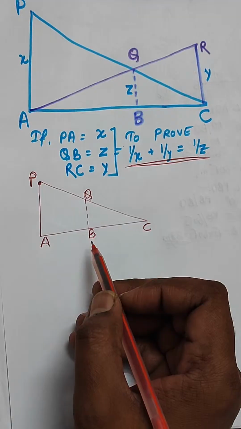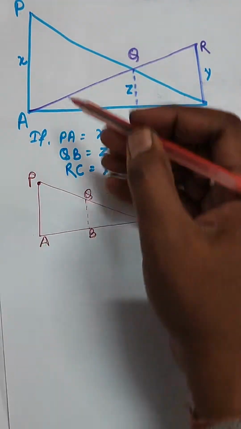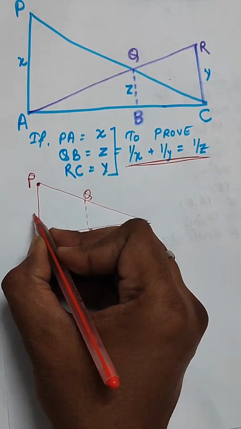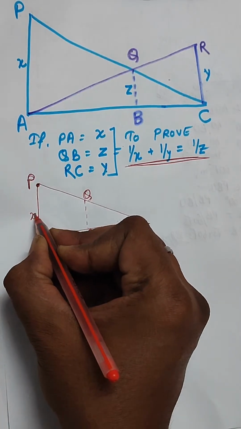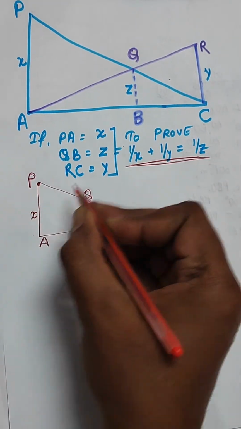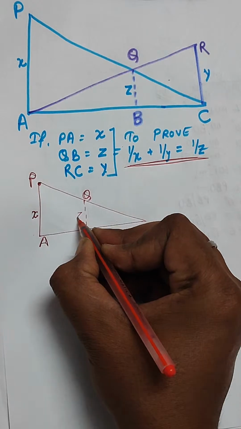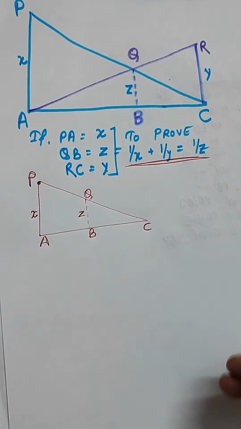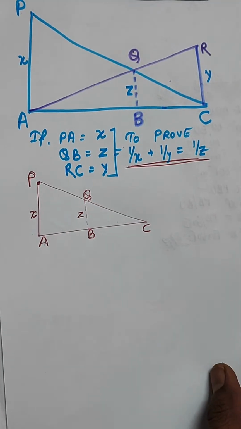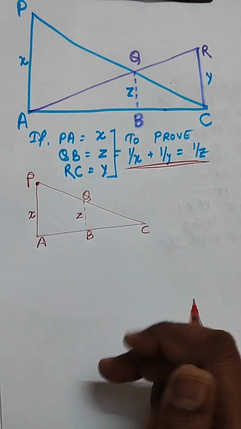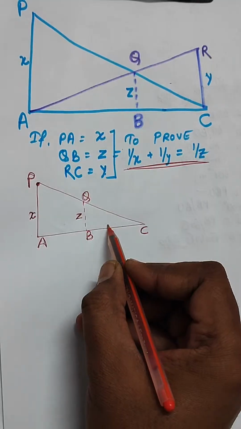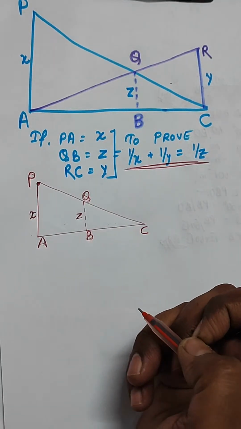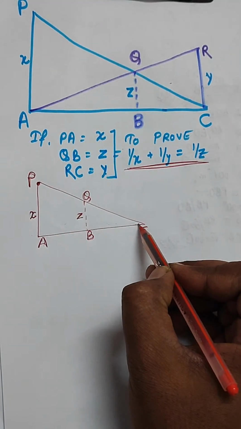So do one thing, consider these two triangles. First of all, the length of PA you are knowing, it's X. QB is Z, and RC is not visible over here. So we are just considering one triangle only. So into this triangle, if you consider the similarity of the two triangles PAC and QBC, this is the QBC triangle.